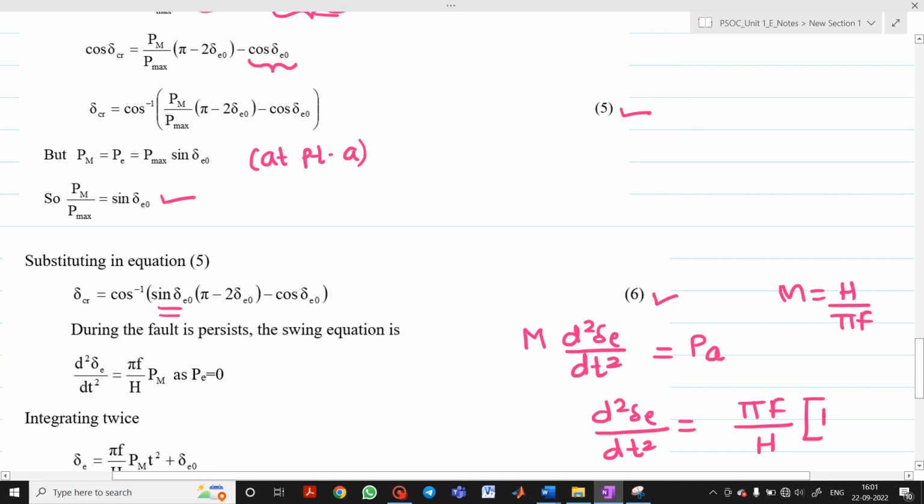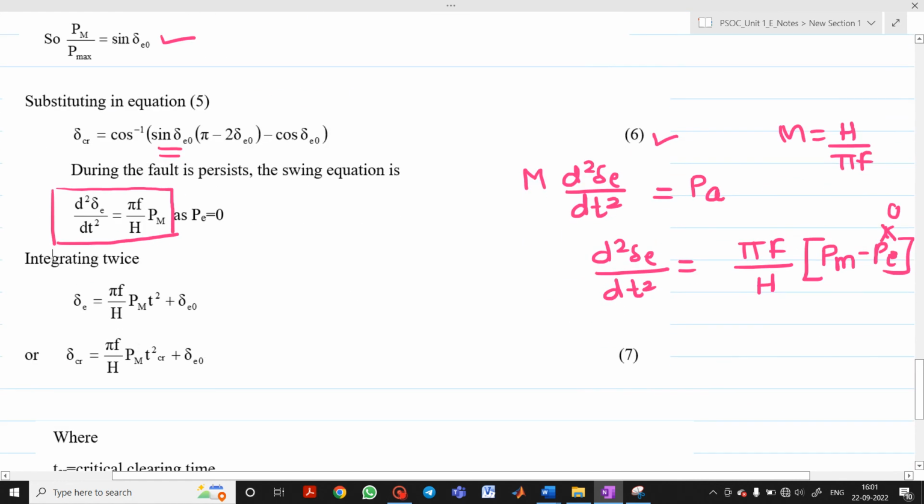And what is your PA? PA will be equal to PM minus PE. The same equation here we have written. But we know here, as there is a fault at point X, this PA will be equal to PM, since PE is 0. So we will write only this equation: d square delta upon dt square equal to pi f upon H into PM.